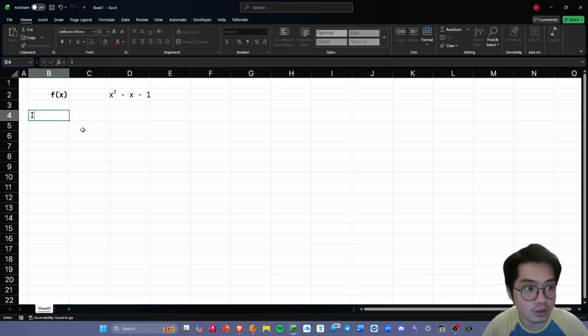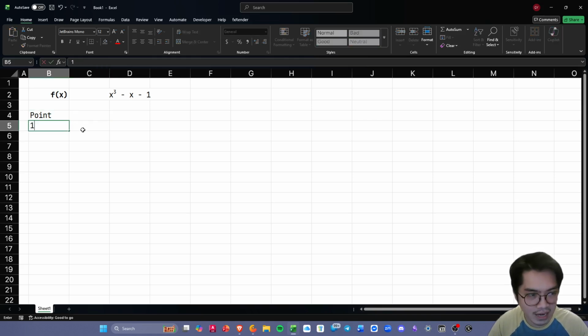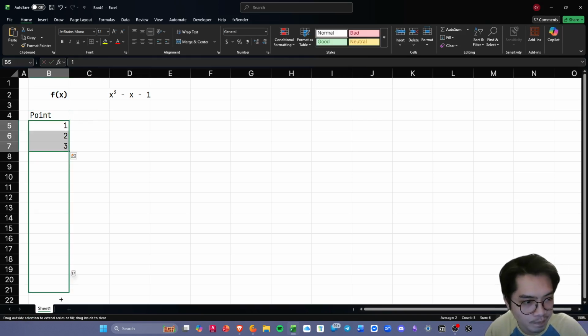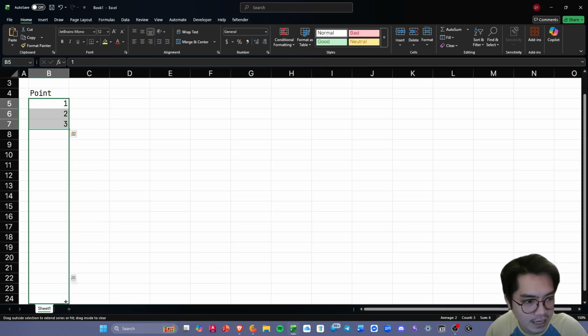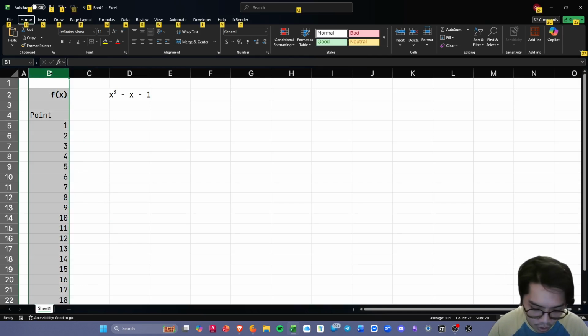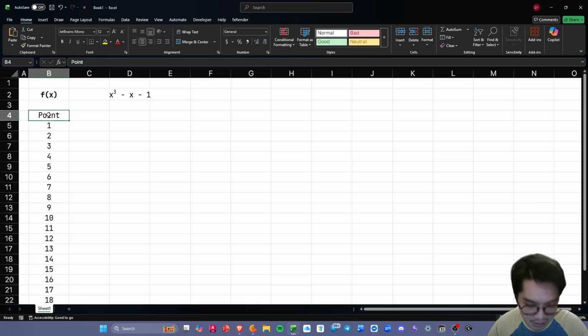What we will now do in here is iteration, or maybe point, right? And what we will have is point ID, basically. This is point ID, so 1, 2, 3, and then so on and so forth. Let's just drag this down. Say, for example, we have 20 iterations here, just so we can rest at ease a little bit.